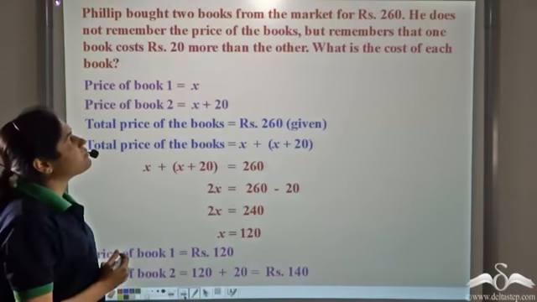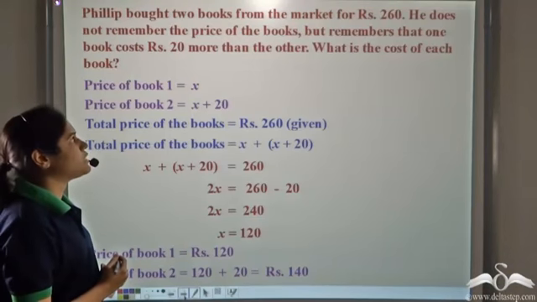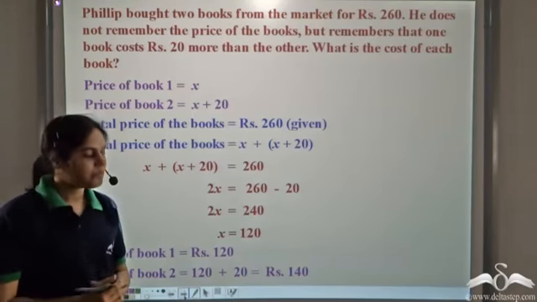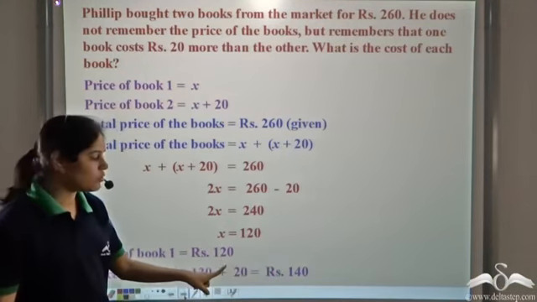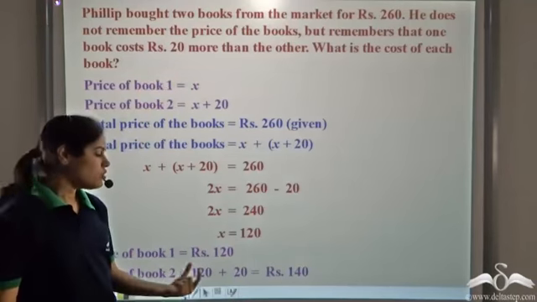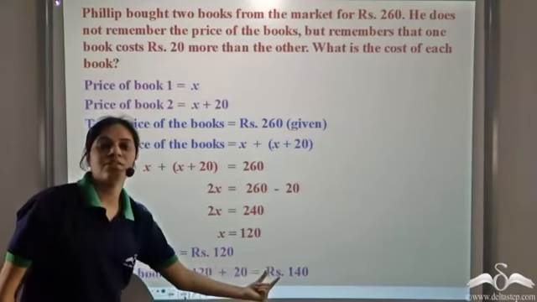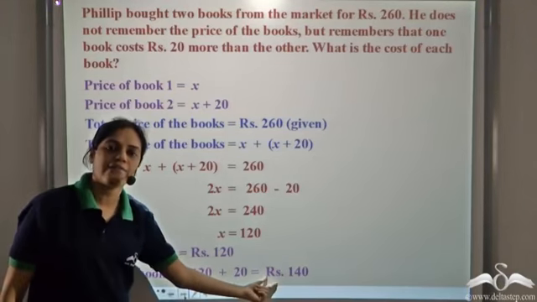He does not remember the price of the books, but remembers that one book costs rupees 20 more than the other. So yes, this book indeed costs rupees 20 more than the other. So even this condition is satisfied. So these are the correct values for the prices of the 2 books, rupees 120 and 140.